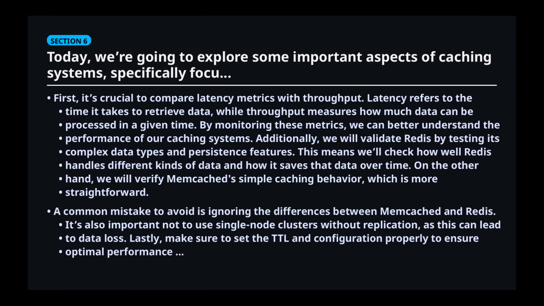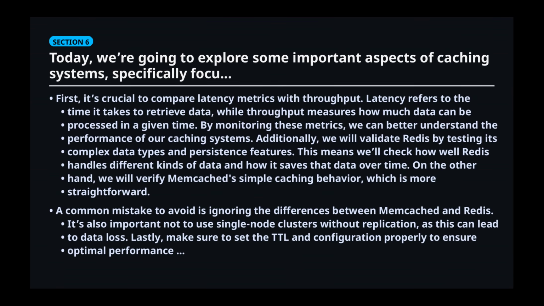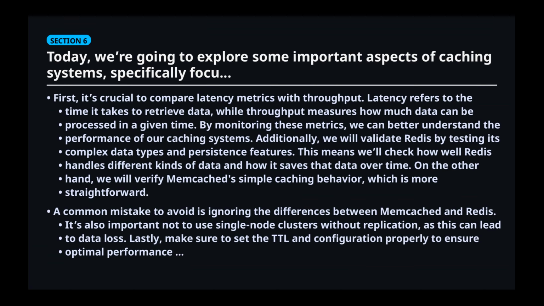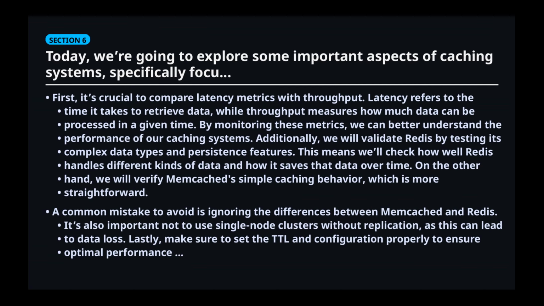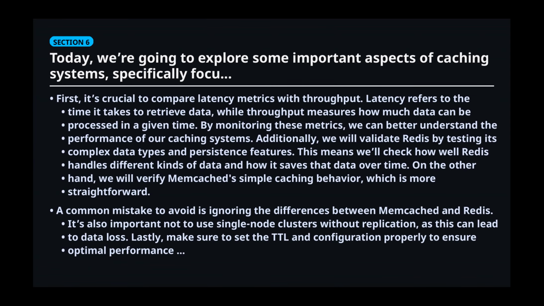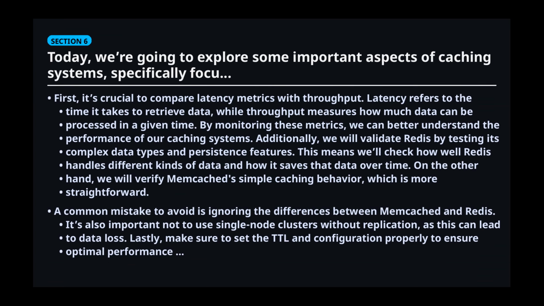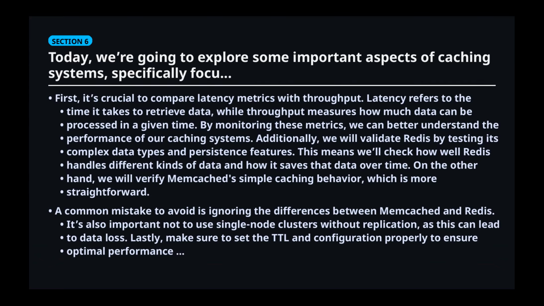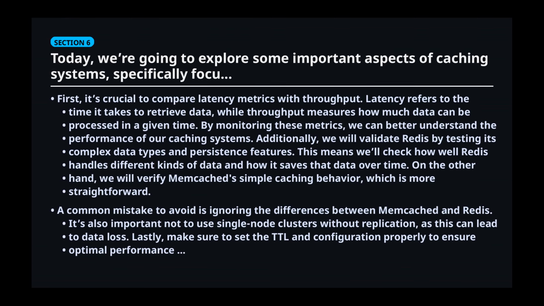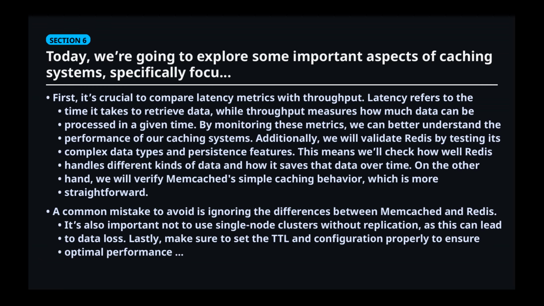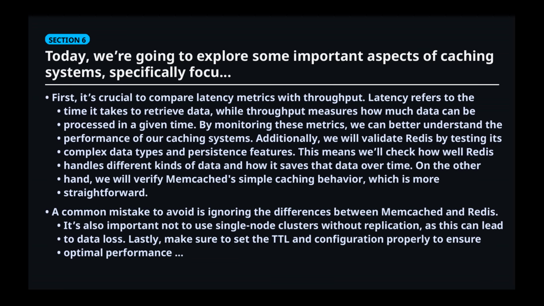A common mistake to avoid is ignoring the differences between Memcached and Redis. It's also important not to use single-node clusters without replication, as this can lead to data loss. Lastly, make sure to set the TTL and configuration properly to ensure optimal performance. In summary, understanding these metrics and features will help us effectively utilize caching systems.